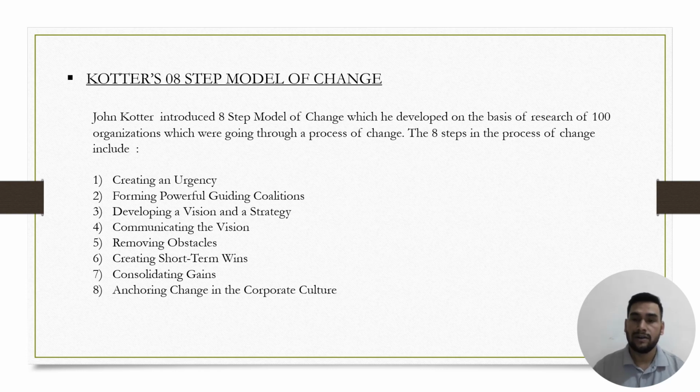The main 8 steps of the theory are: creating an urgency. Second is forming a powerful guiding coalition. Third is developing a vision and strategy. Fourth is communicating the vision. Fifth is removing obstacles, sixth is creating short-term wins, seventh is consolidating the gains, and last is anchoring the change in the corporate culture.